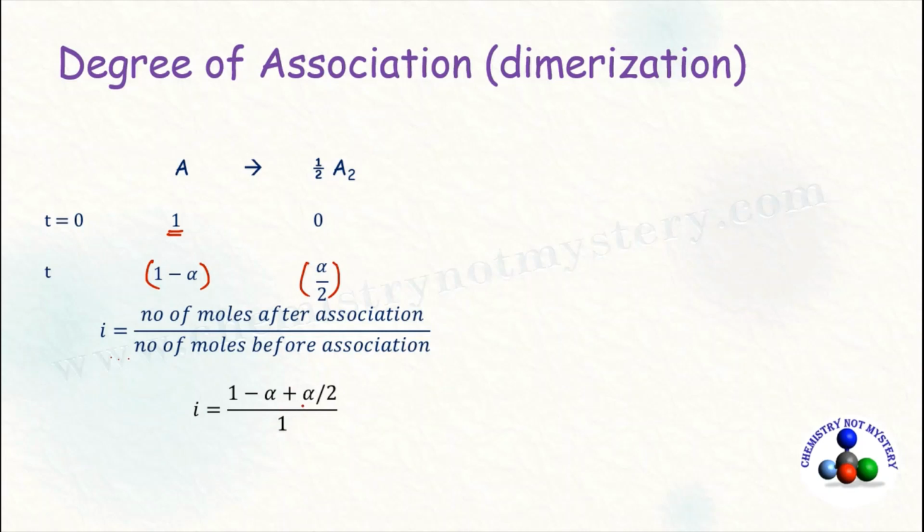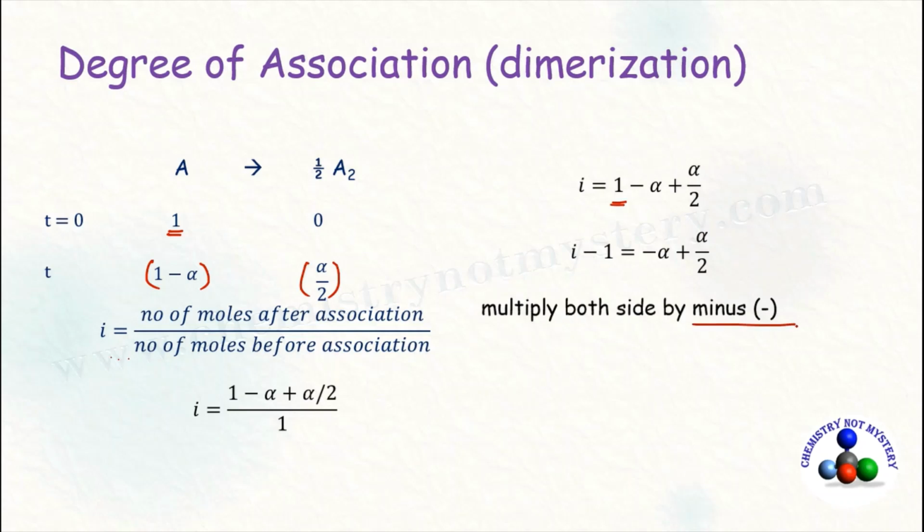So i will be equal to 1 minus alpha plus alpha by 2 over 1. So when we rewrite it, you will get i is equal to 1 minus alpha plus alpha by 2. Now transfer 1 to the other side of the equation. So here you will get i minus 1 is equal to minus alpha plus alpha by 2. Now multiply both sides by minus. So when we multiply both sides by minus, you will get 1 minus i is equal to alpha minus alpha by 2. When you subtract alpha by 2 from alpha, you will get alpha by 2. So here you will get 1 minus i is equal to alpha by 2.